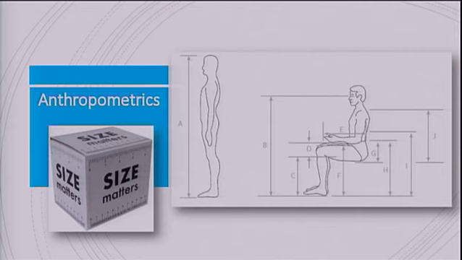This then brings us to another very important term, anthropometrics. Anthropometrics is a field of ergonomics and deals with the body measurements of human beings.